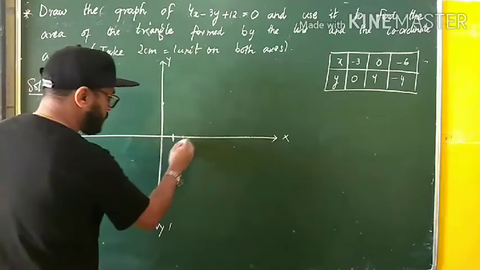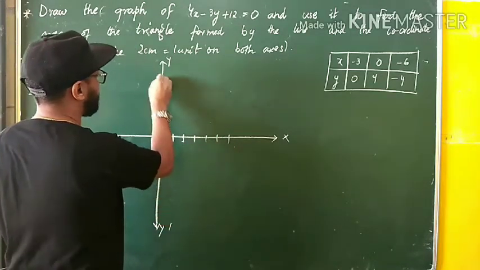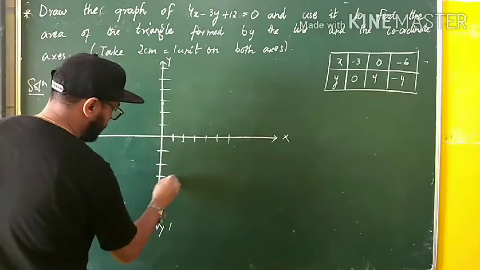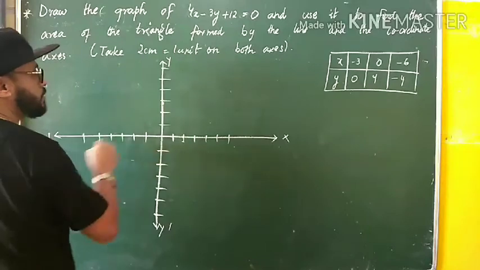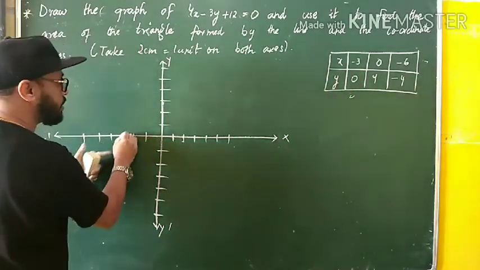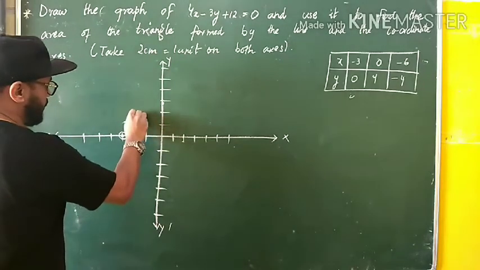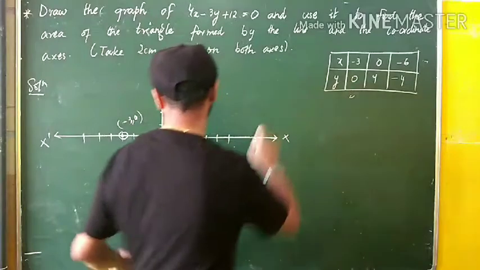So let's take a row of 1 2 3 4 5 6, repeated for each box. So what is the first coordinate? When x is equal to minus 3, y is 0. So the point lies here. If x is 0, it lies on the y-axis, and if y is 0, the point lies on the x-axis.